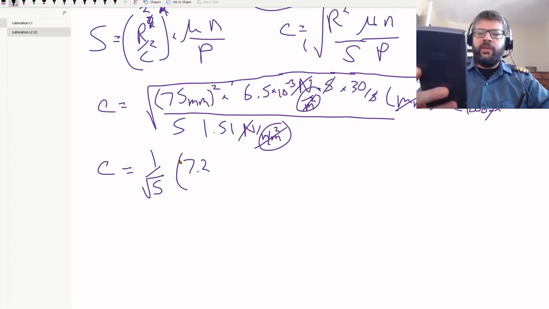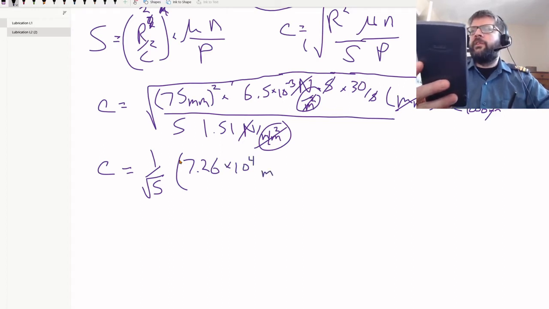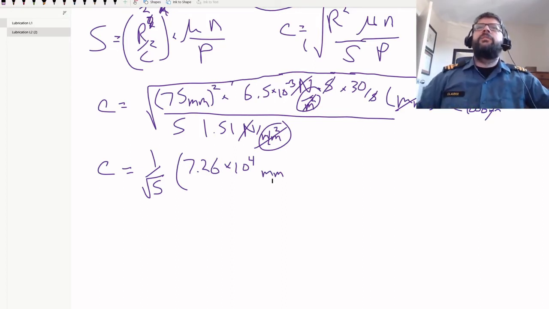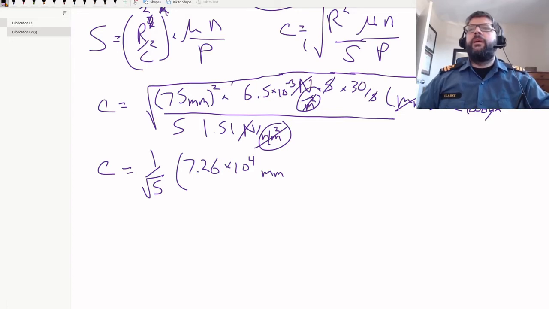Seven point 7.26 times 10 to the negative 4 millimeters. Oh wait, I forgot to take the square root of that. There we go. My bad.